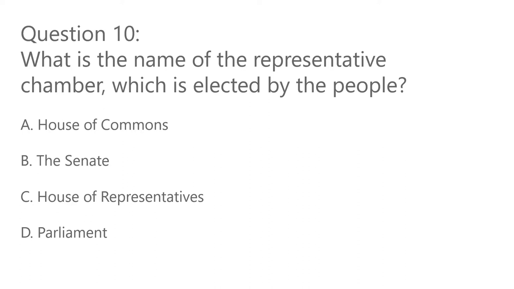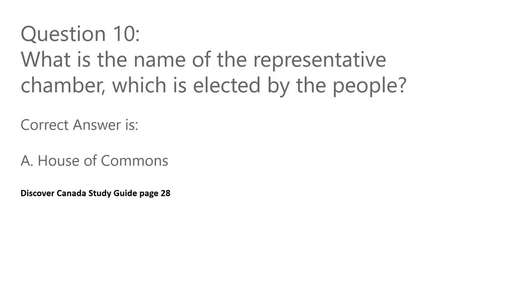Question 10. What is the name of the representative chamber, which is elected by the people? A. House of Commons. B. The Senate. C. House of Representatives. D. Parliament. Correct answer is A. House of Commons. Discover Canada Study Guide, page 28.